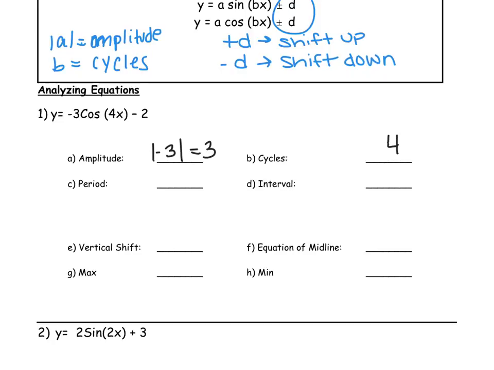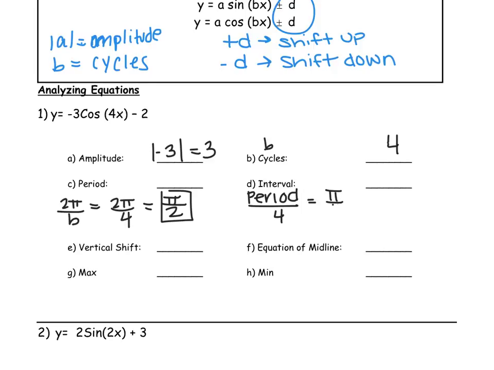The period is still defined as 2 pi over b, where b is the number of cycles. So 2 pi over 4, which reduces to pi over 2. An interval is still defined as period over 4. So the interval is pi over 2 over 4. Remembering that we can keep, change, and flip to simplify to pi over 8.